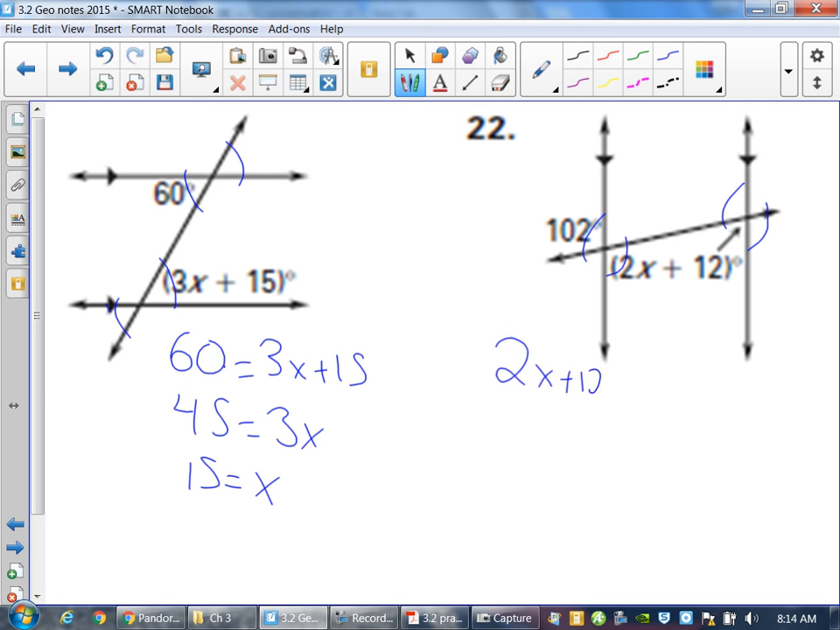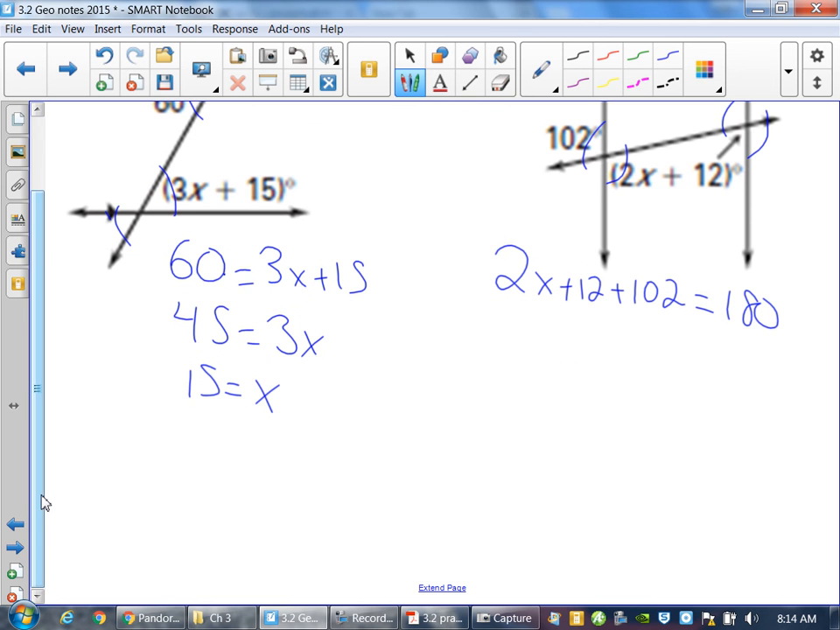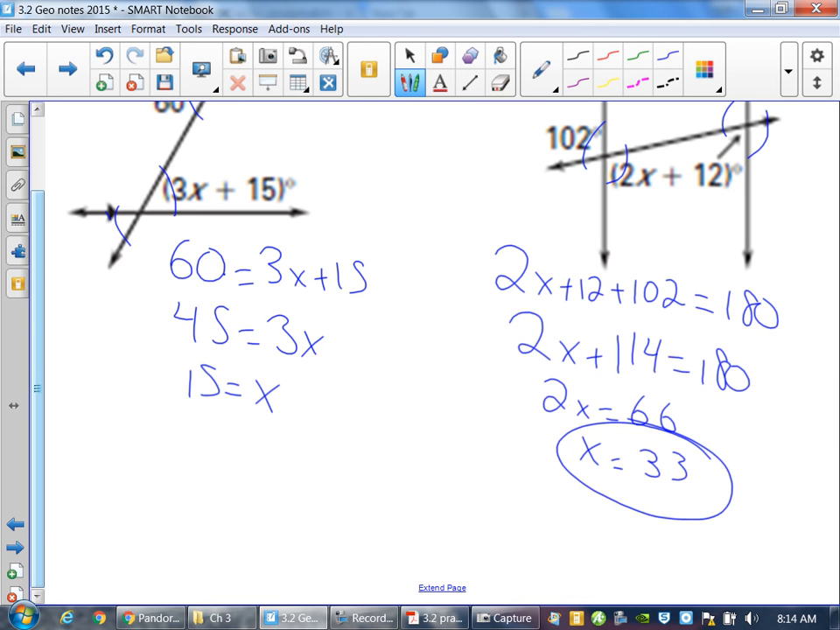2x plus 12 plus 102 is 180. 12 and 102 is 114. No, you subtract. Oh, yeah. Combine. Subtract that over. That'd be 66. 33. Yes, ma'am.